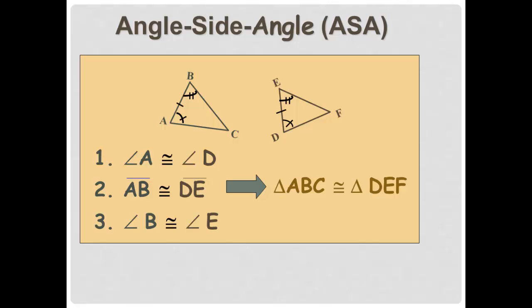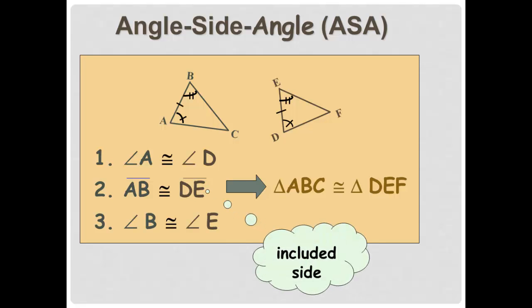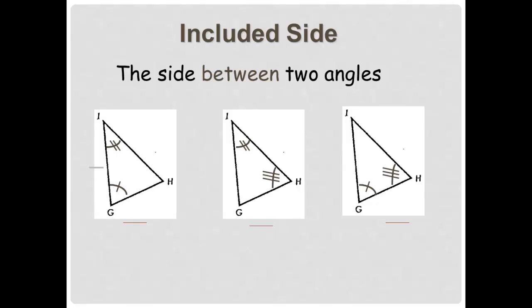Next is angle side angle. It says that if in two triangles, 2 angles and the included side of one are congruent to 2 angles and the included side of the other, then the 2 triangles are congruent. Notice that this time it is the side that must be between the angles. Watch these examples to see where the side must be for angle side angle to work.